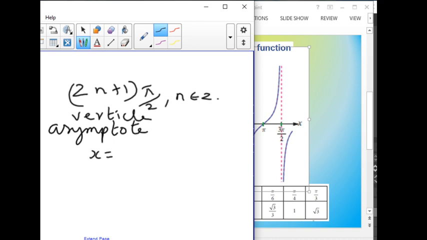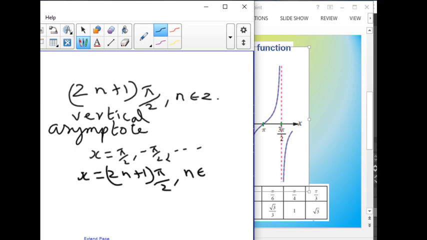So, x is equal to pi by 2, minus pi by 2. All these are called vertical asymptotes, that is x is equal to 2n plus 1 into pi by 2, n belongs to Z. All these will be giving us vertical asymptotes. Okay, so this is the diagram we have seen.